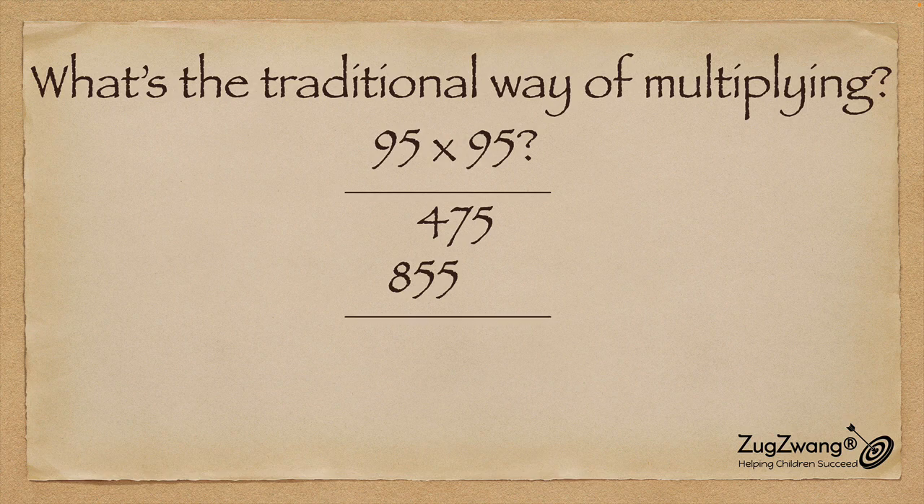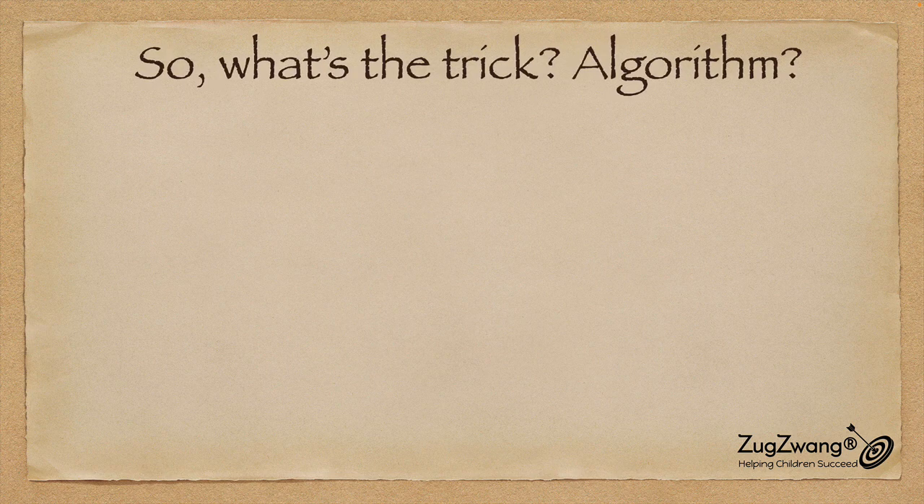Add them after you put it in this fashion. 5, 7 plus 5 is 2, a carryover of 1, 4 plus 5 is 9, a carryover of 1 added to that makes it 10, carrying over 1 to 8, and therefore 9025. Now, if the traditional method were to be done in the exact precise manner that I've just detailed, there's no way somebody can solve it in 1 second. So how does somebody do it? What's the trick? What's the algorithm?